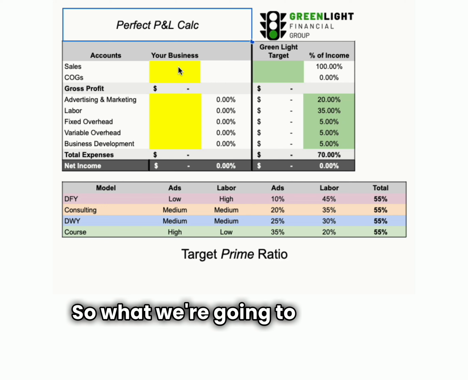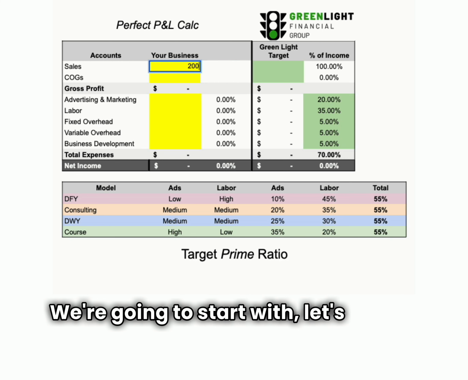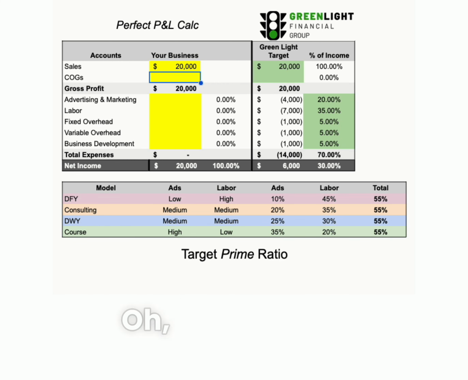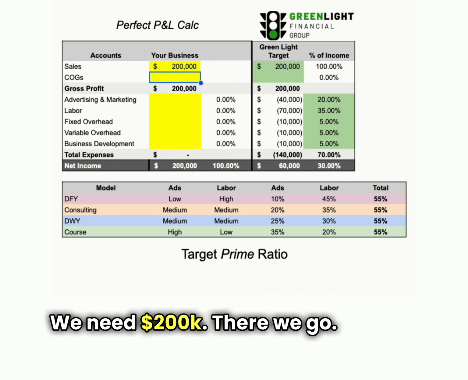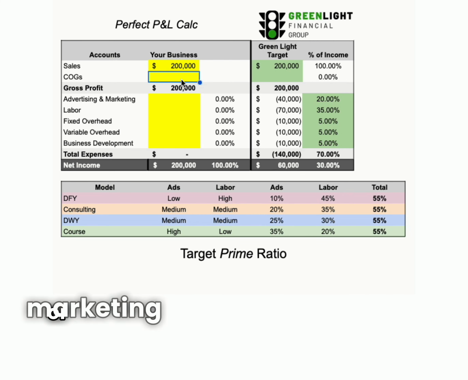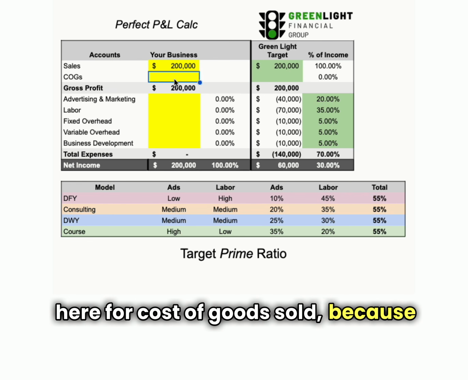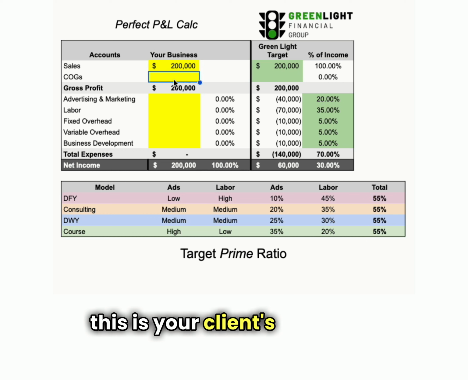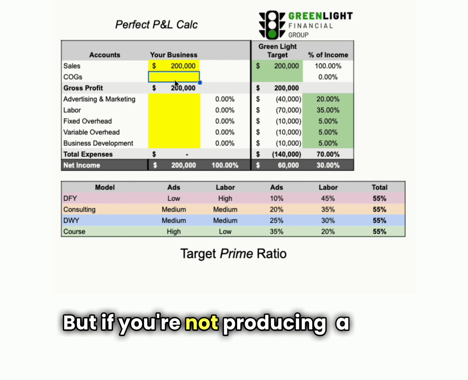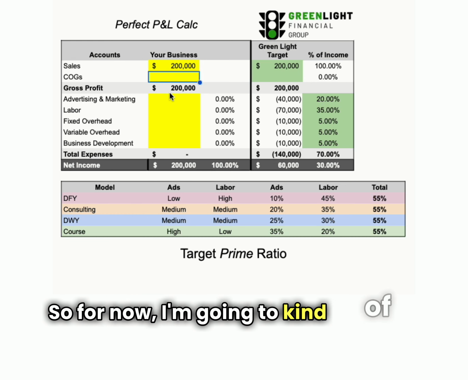So what we're going to do here is start with sales. Let's say we do 200K. Oh, sorry, 20K. We need 200K. There we go. Perfect. Now, if you're an advertising or marketing agency, then you might use this line here for cost of goods sold, because let's say this is your client's ad spend. But if you're not producing a good, then we won't necessarily use this line. So for now, I'm going to ignore it.